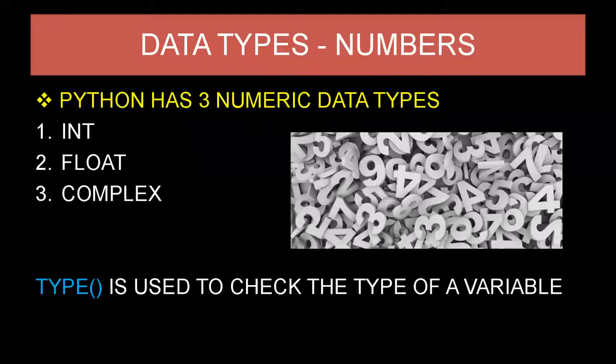Let's see numbers in Python. There are three numeric types in Python: integer, float, complex. Variables of numeric types are created when you assign a value to them. Let's see an example.